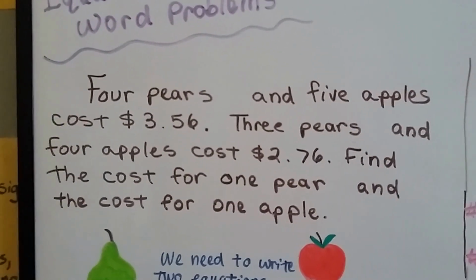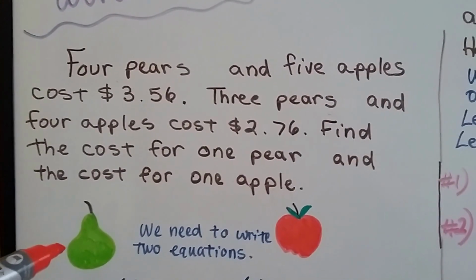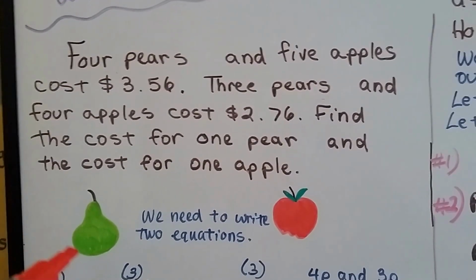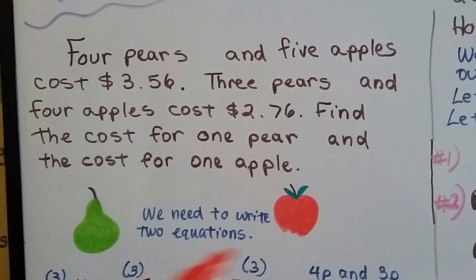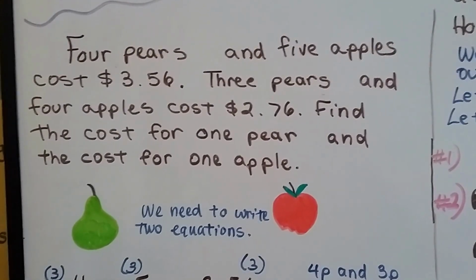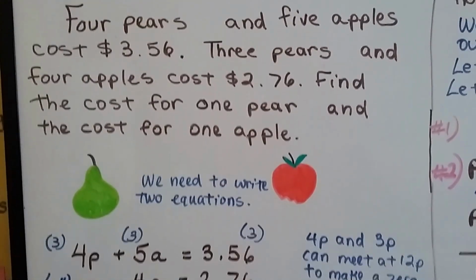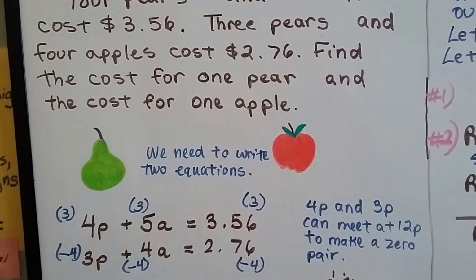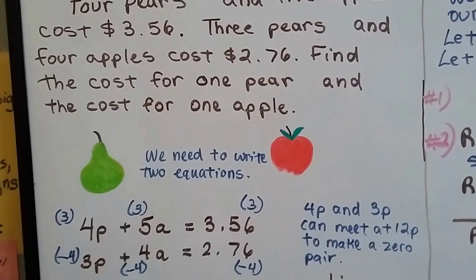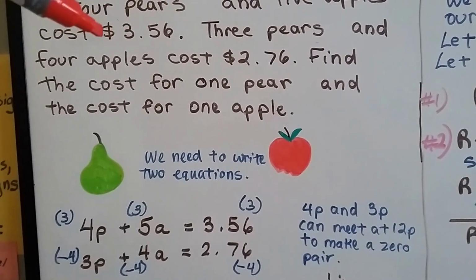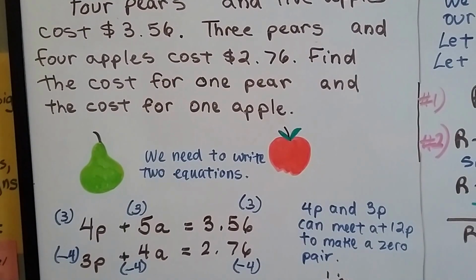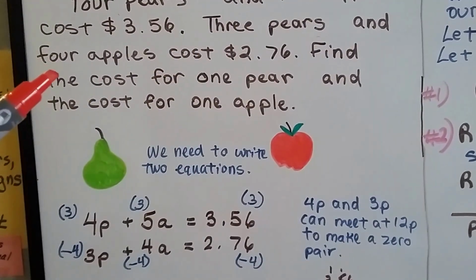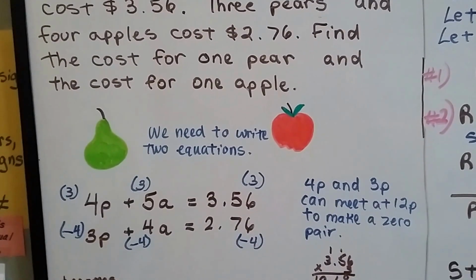So if you look, they had 4 pears and 5 apples, and that was $3.56. Now 3 pears and 4 apples, one less of each, is $2.76. So that's our two equations. We're going to let p be pear and a be apple. So we have 4p plus 5a equals $3.56. And our second equation is 3p plus 4a equals $2.76. Okay?